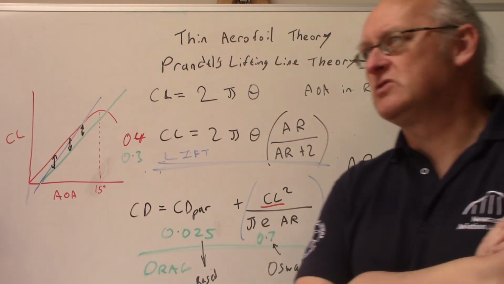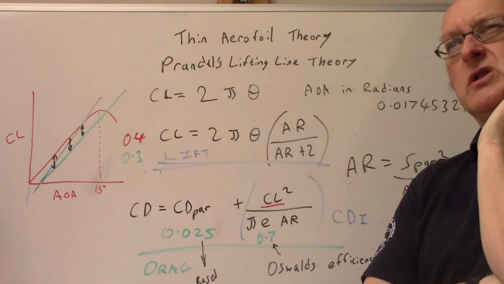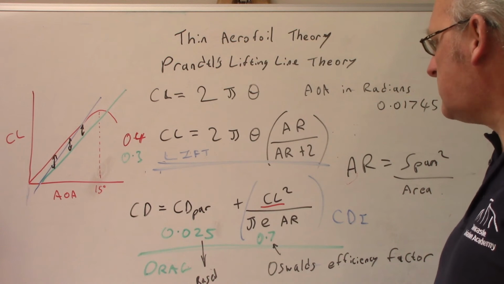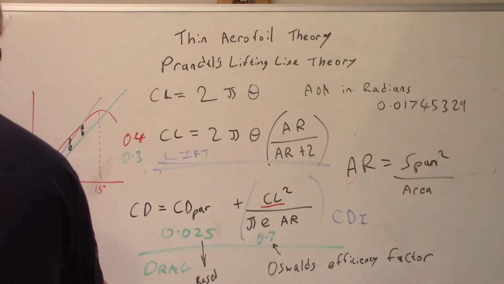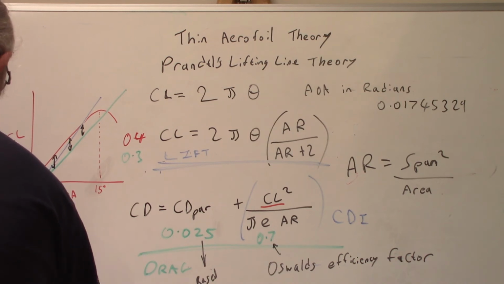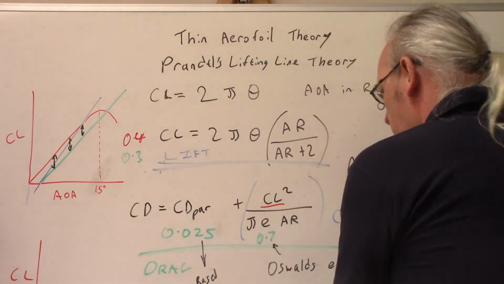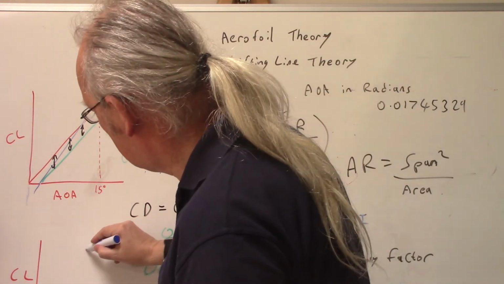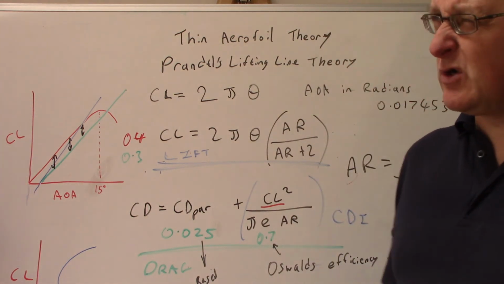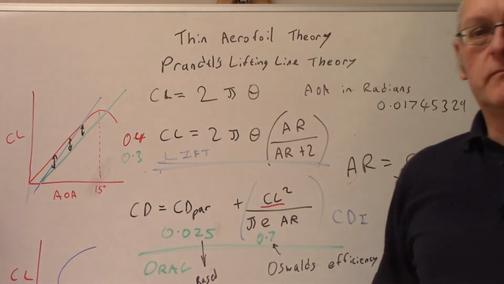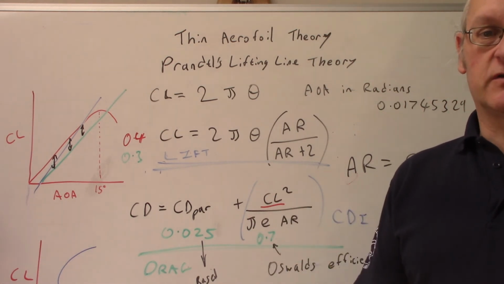The other thing you can do is a lift to drag plot, a coefficient of lift and coefficient of drag polar, which, if you plot coefficient of lift against coefficient of drag, you end up with a curve basically that goes like that. Okay, and that's called a polar, and that's quite often used to compare different aerofoils' efficiencies at different angles of attack and things like that.